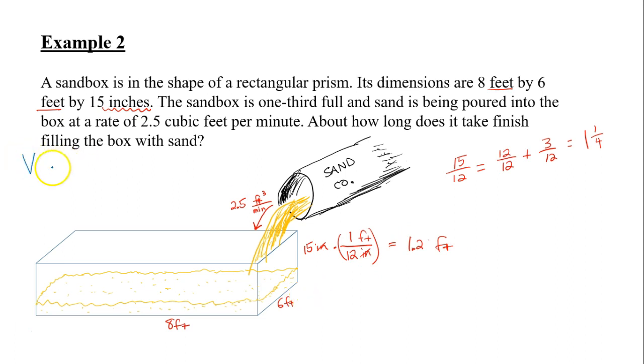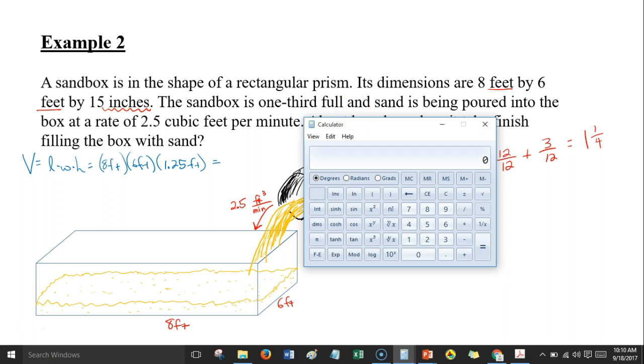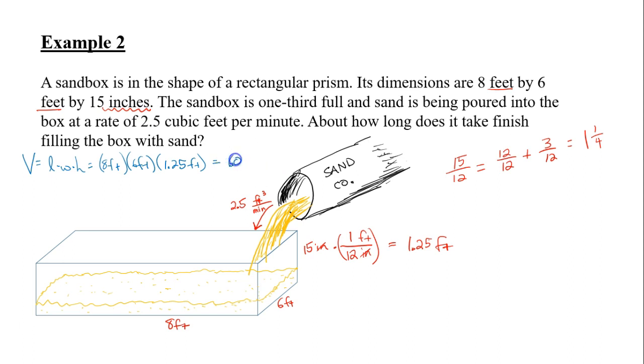So the volume of the whole box is length times width times height. And now we have them all in feet. So it's 8 feet times 6 feet times 1.25 feet. Okay, so 8 times 6 times 1.25 is 60. So that is 60 feet times feet times feet, which is feet to the 3rd power. So 60 cubic feet would be the volume of the entire box.